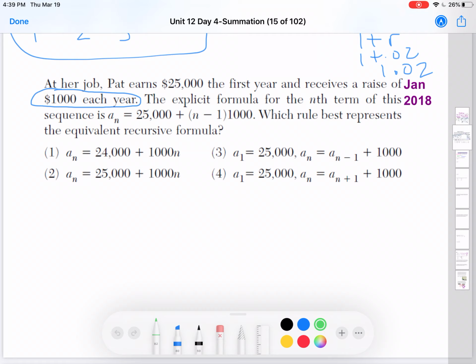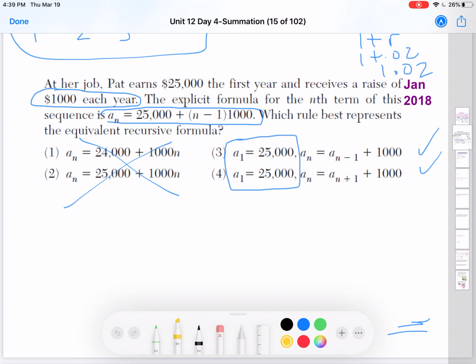Okay, so does everybody see that this right here is from the reference sheet, right? Only blue's working. So we can tell that a sub 1 is 25,000. We can tell that our common difference is 1,000. Now they want recursive. I hope you can tell that these two are not recursive. These two are recursive. Look, they gave me the first term, which is correct for both of them. And now we just have to say it.